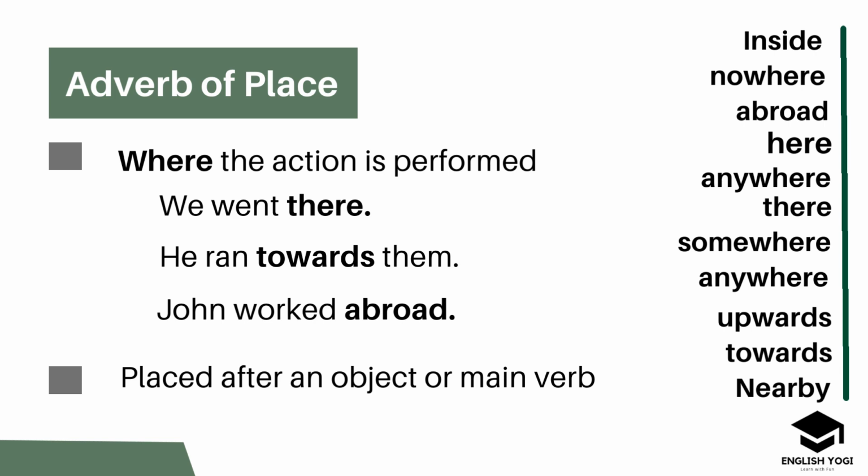And grammatically, all these adverbs of place are placed after an object or main verb. In the first sentence you can see there is used after the verb. In the second sentence, towards is an adverb and it is used after ran, and after that, worked abroad. So the rule is that an adverb of place is used after an object or main verb. And on the other side I have given these examples: inside, nowhere, abroad, here, anywhere, there, somewhere, upwards, towards, and nearby. So these are the examples of adverbs of place.